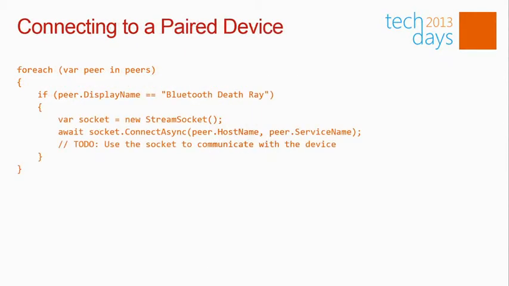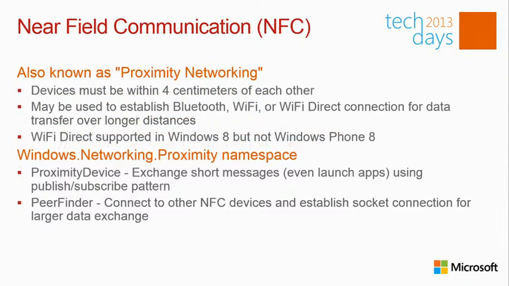Once you have found a paired device by doing that enumeration, establishing a Bluetooth connection to one of them is as simple as doing this. I don't know how it could be much easier. You new up a stream socket object representing a socket connection between the two, and then you call ConnectAsync, passing in information about that paired device that you got from the enumeration. If that device is Bluetooth enabled, and it must be since it has already been paired with your phone, then you can now use that socket to talk back and forth with that device.